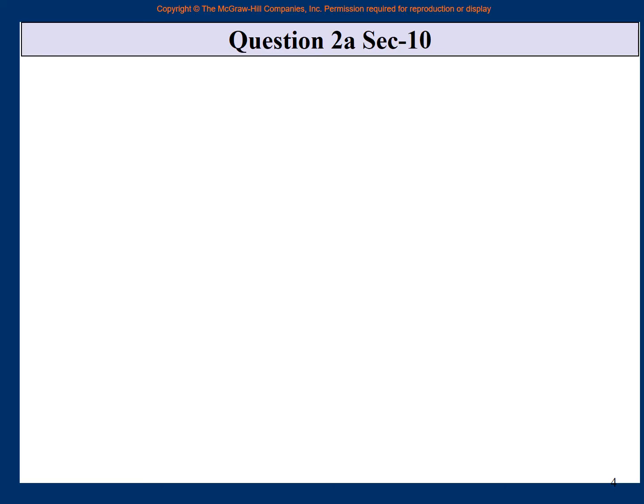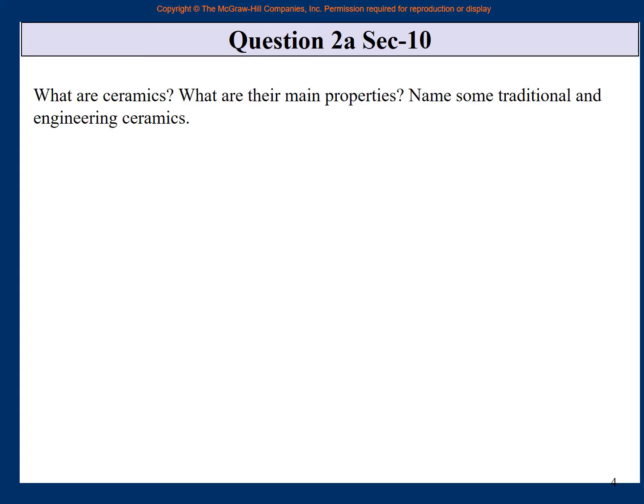So let us go to question 2A. But once again, there are 2 sections. So this is question 2A of section 10. What are ceramics? What are their main properties? Name some traditional and engineering ceramics. So very simple things. First, define what is a ceramic, then some of their main properties, and then traditional and engineering.